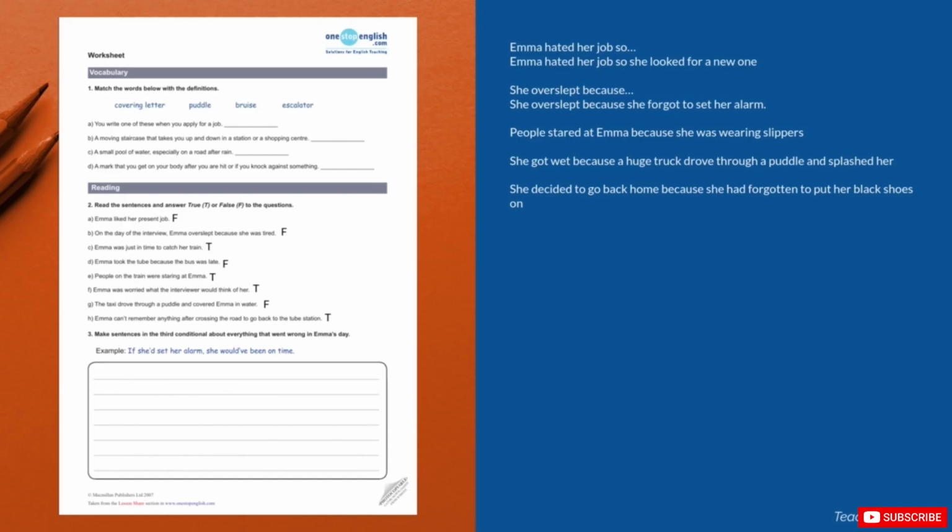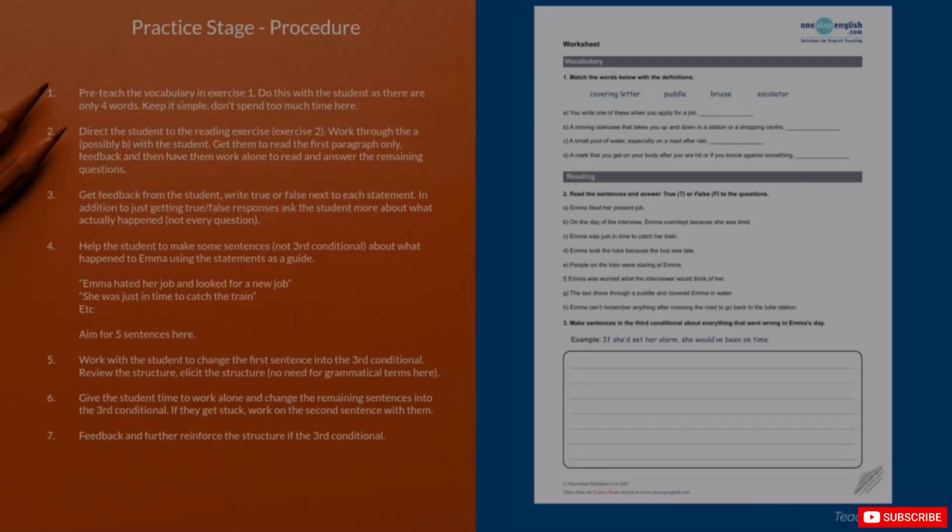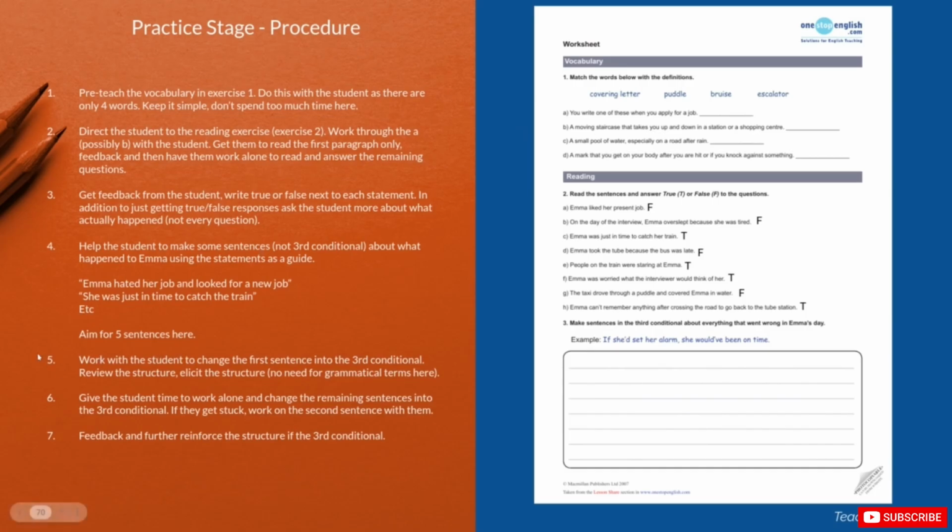So let's take a quick check back at our notes. And here we can see our next section. So 5, 6, and 7. Work with the student to change the first sentence into the third conditional. And then we're going to get the student to work alone and change the remaining sentences. So let's talk about that in more detail in the next video.